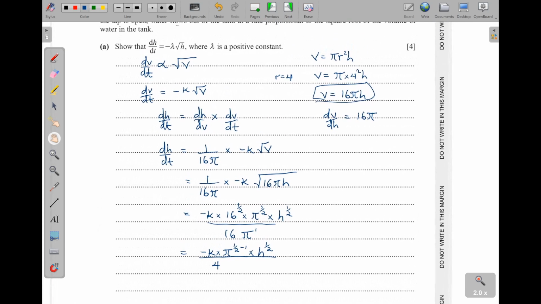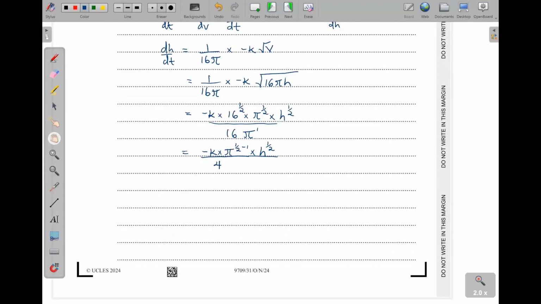What did they tell us to show? It is in terms of root of h. Now, I can write this one here like this: negative k, then pi power negative a half, because a half minus 1 is negative a half, over 4. And then I can write this as the square root of h. So this therefore implies that lambda is equal to negative.